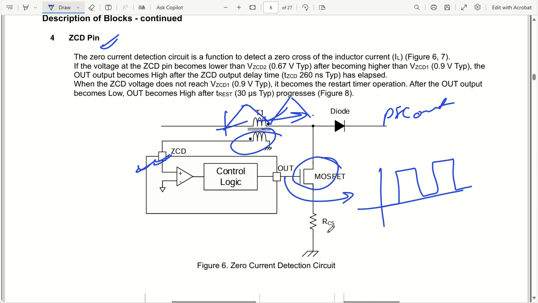This is how we have the zero cross detection pin working based on the output that you need here, and accordingly my MOSFET will get switching. So basically my drain to source will get switching on, switching off based on the output that is coming from the control logic that is decided by the ZCD pin.